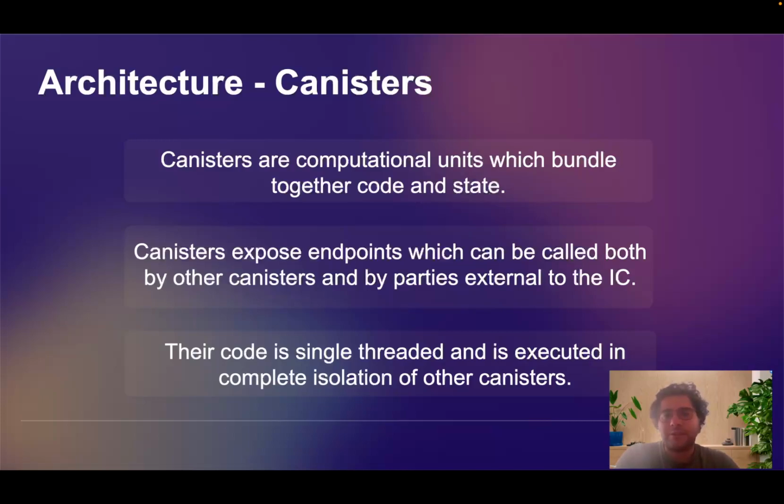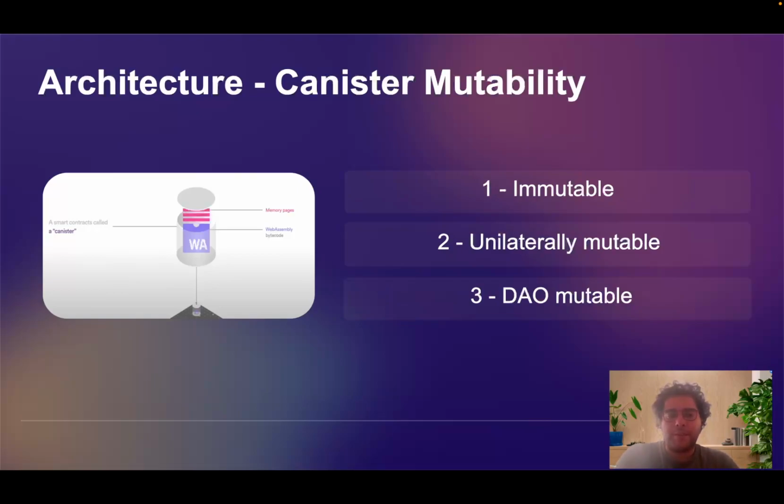So even though the Internet Computer is fully on-chain, you can interact with a backend canister from your JavaScript frontend, which is deployed on a Web2 service. The code of the canisters is single-threaded, and they're executed in complete isolation of other canisters. Canisters can be immutable, unilaterally mutable, and DAO-mutable. By immutable, we mean that it cannot be changed once it's deployed. Unilaterally mutable canisters can be altered by the developer of the dApp, and DAO-mutable canisters can be controlled by a DAO. So a DAO is authorized to make changes on the canister.